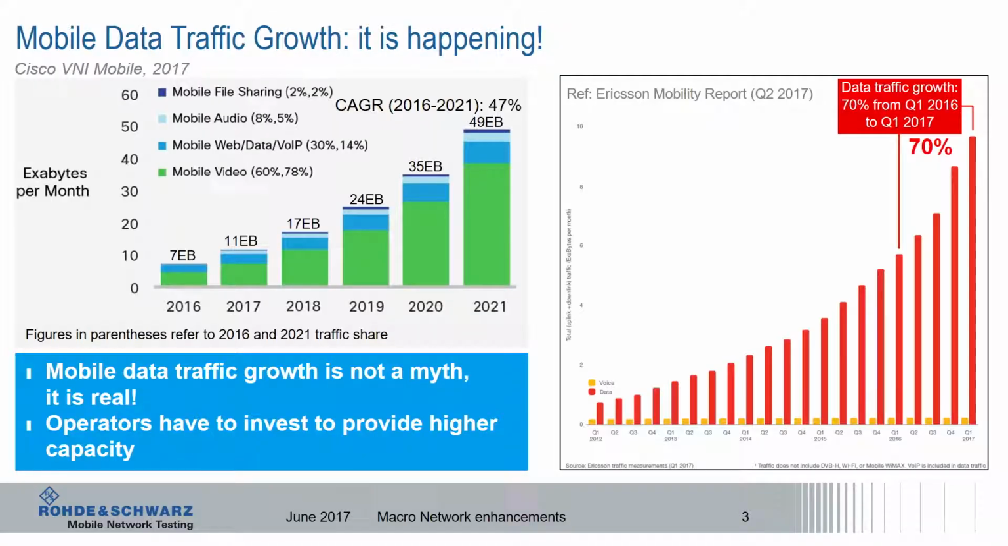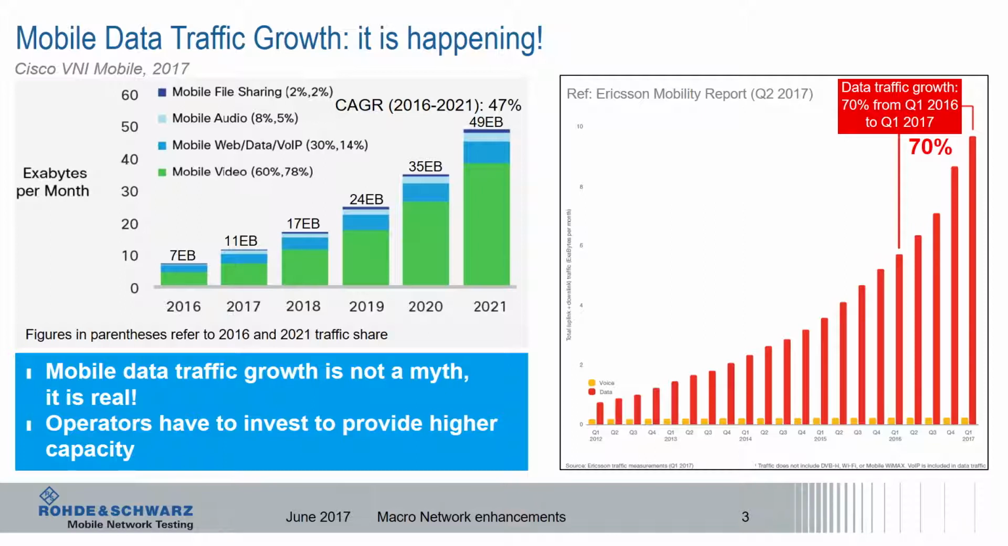We have always to start with a forecast of the exploding mobile data traffic. Here is the Cisco VNI mobile forecast from 2017. From 7 exabytes per month last year up to 49 exabytes per month in 2021. On the right side, you see the actual Ericsson mobility report, and this shows the quarterly data consumption from 2012 until 2017. And we saw really a big growth in data traffic last year from Q1 2016 to Q1 2017 of 70%. This is huge.